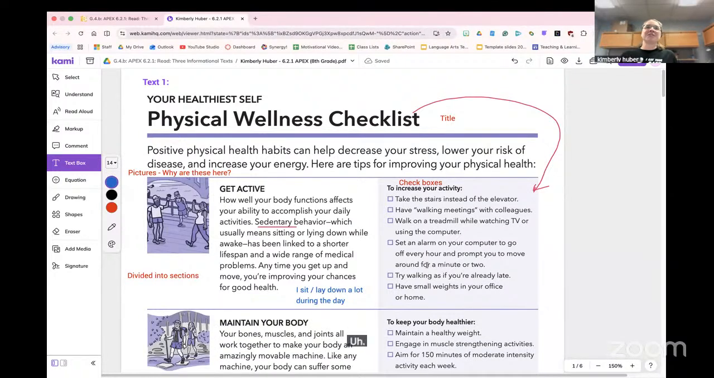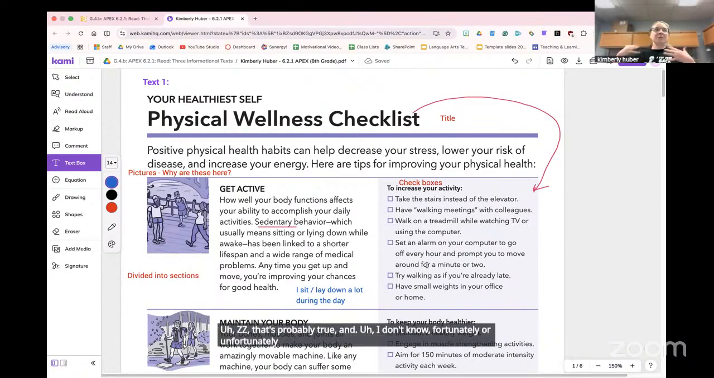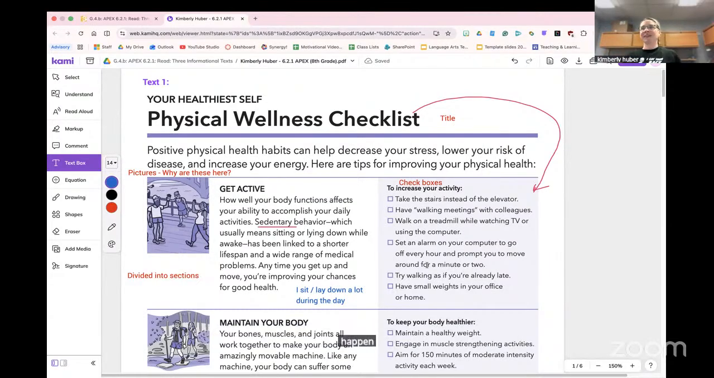Zizi, that's probably true. I don't know, fortunately or unfortunately, the people who are born as female tend to get to their maximum height earlier than people who are born as males. Happens. I don't know.